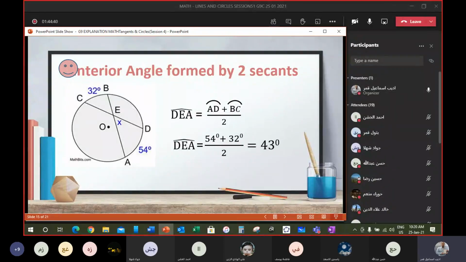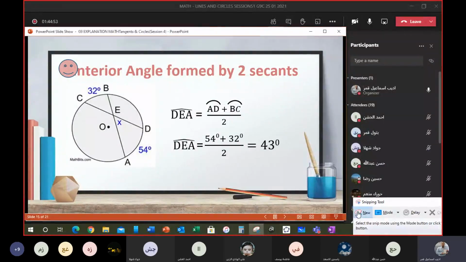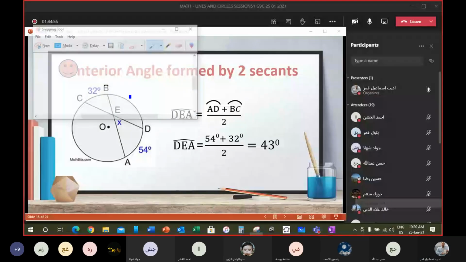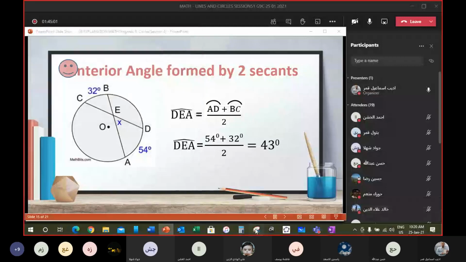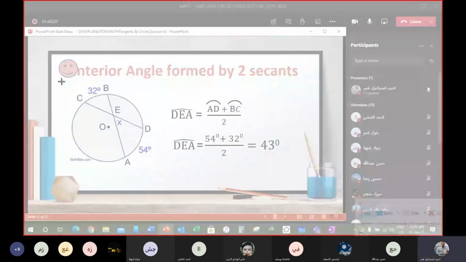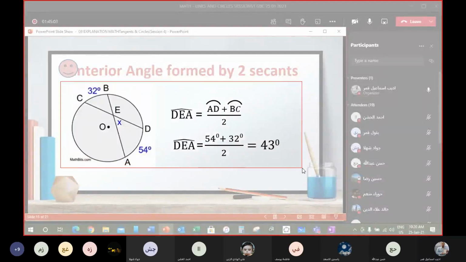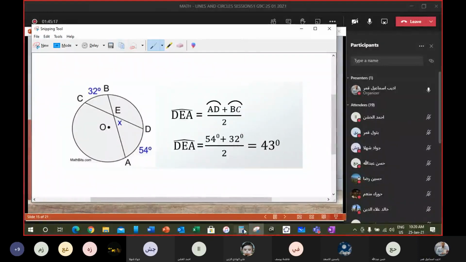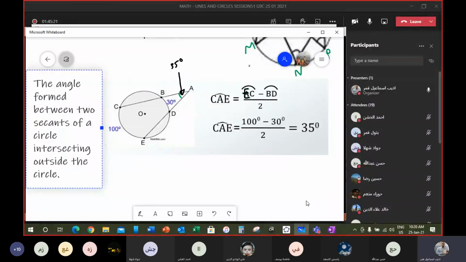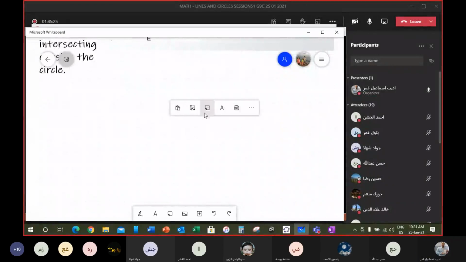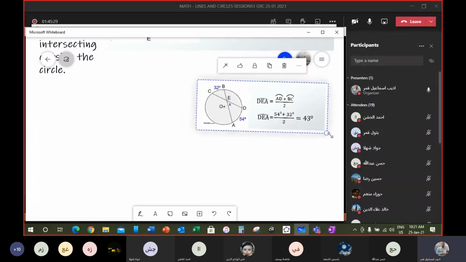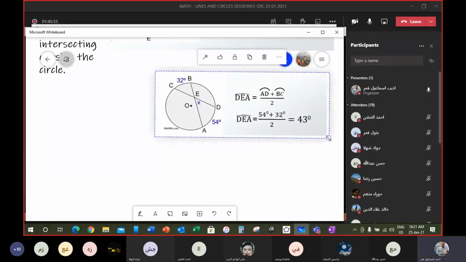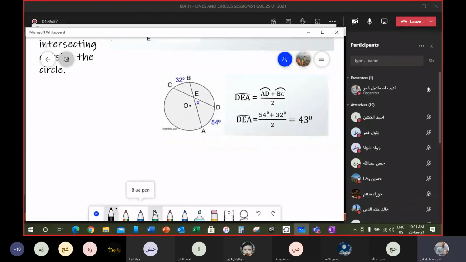فإذا this is how to find the angle formed by two secants intersecting inside the circle. رح كمان اخذ الفيجر حتى يكون شرحي كامل وتفهمون اكثر من مرة. كمان بنروح على اللوح. We want to find the measure of the angle.